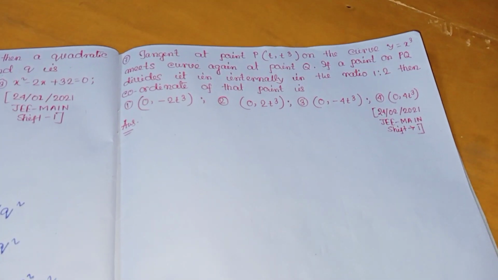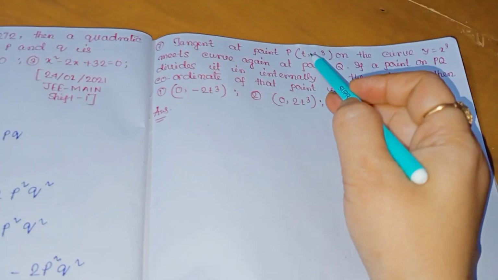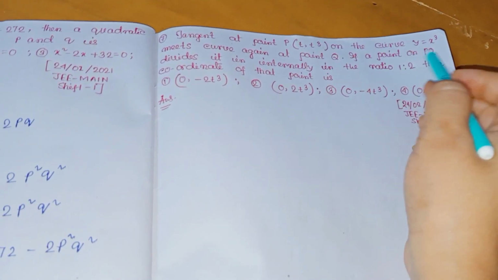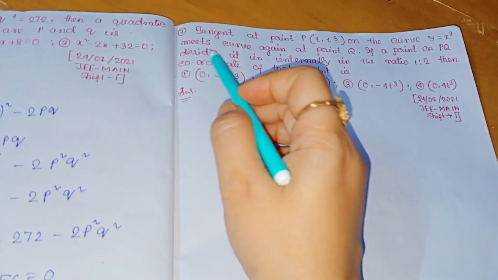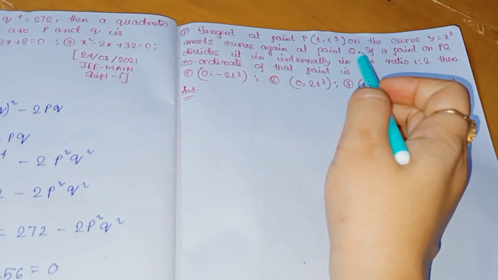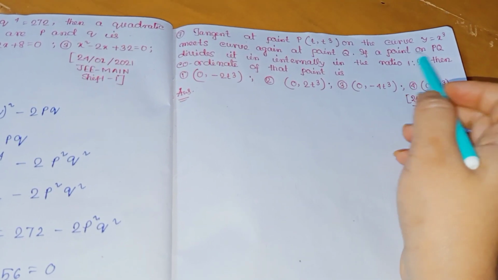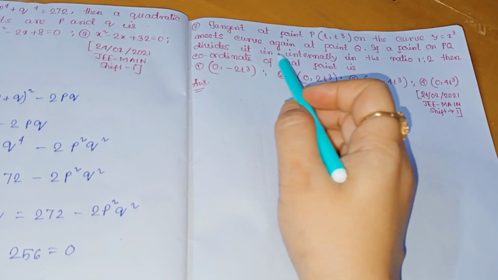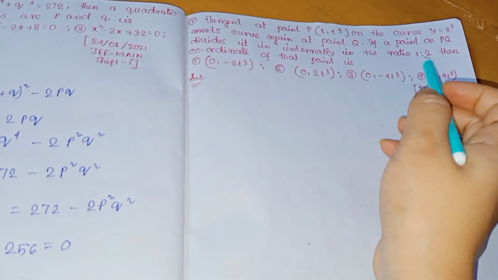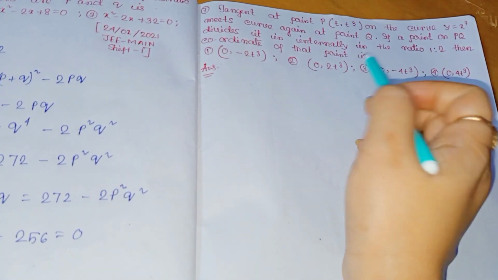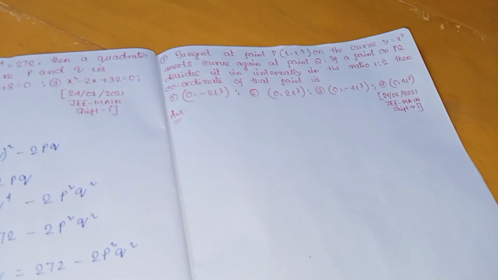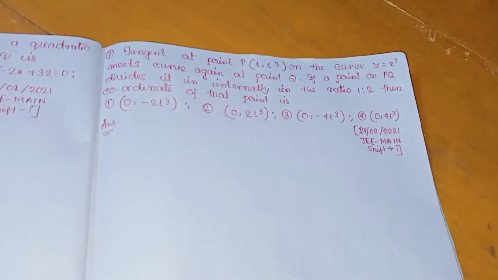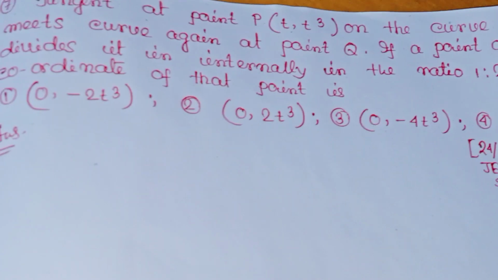Now moving to question 7. Tangent at the point t comma t cube on the curve y is equal to x cube meets the curve again at the point Q. If the point of PQ divides it internally in the ratio 1:2, then the coordinate of the point. So it is a question in the house of coordinate geometry.